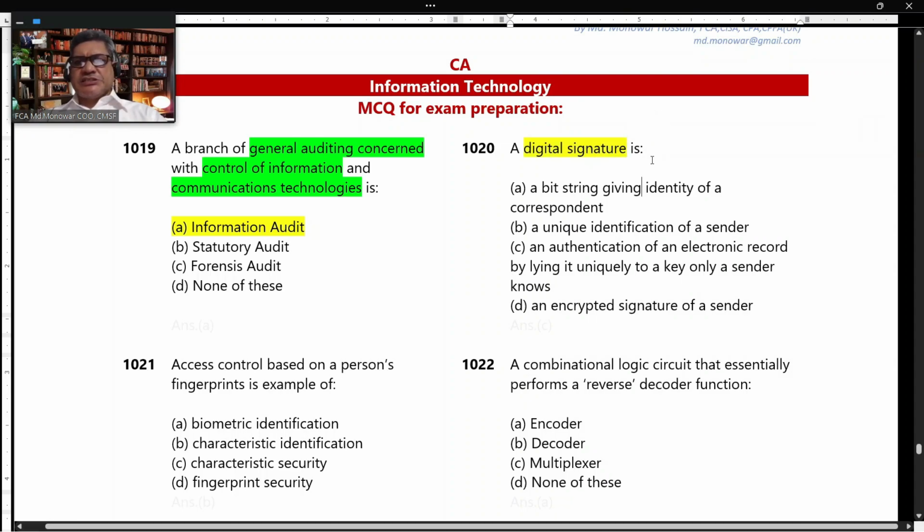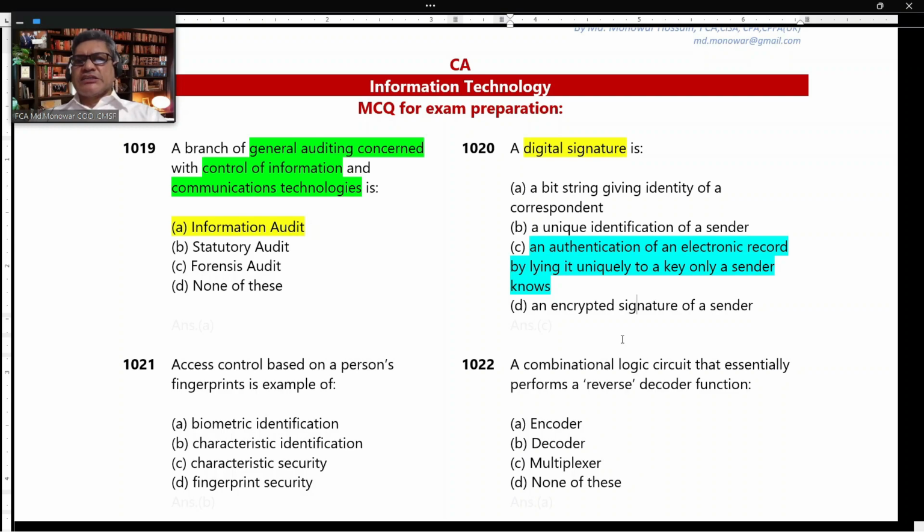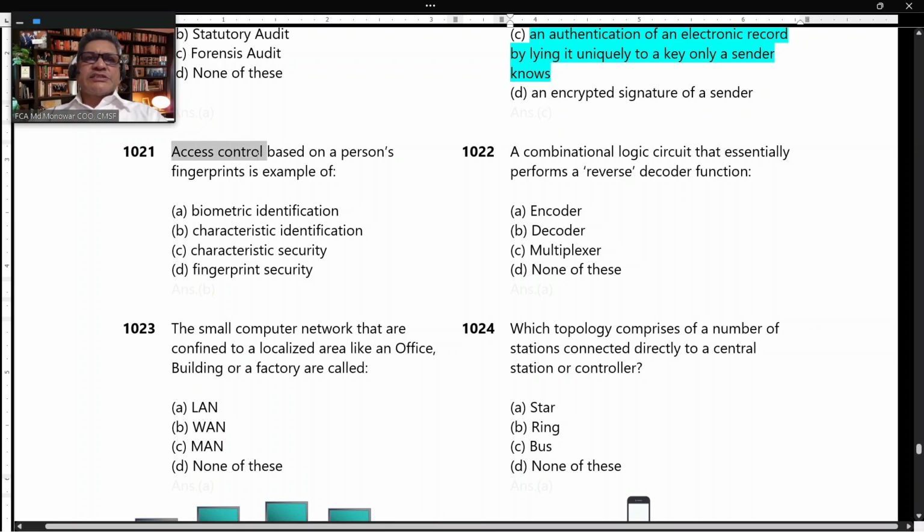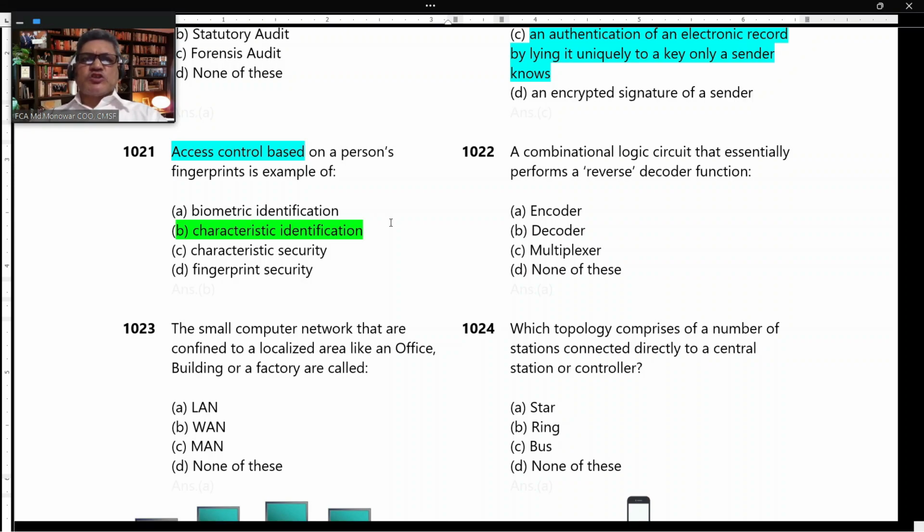A digital signature is an authentication of an electronic record by tying it uniquely to a key only the sender knows. So a digital signature is an authentication of an electronic record. Here the answer is C. Access control based on a person's fingerprint is an example of characteristics identification. Answer B.